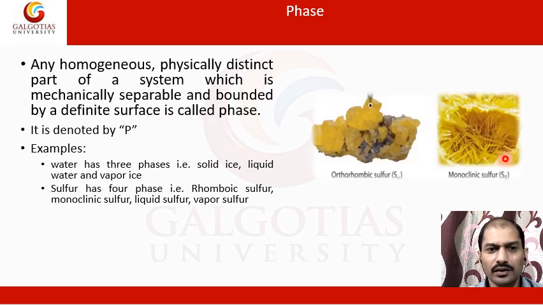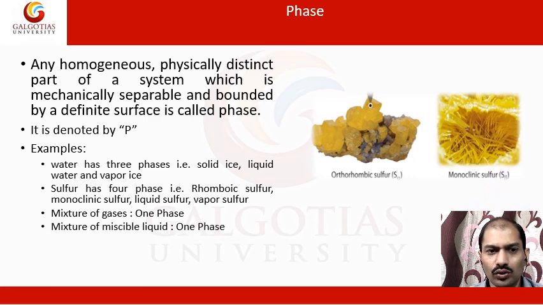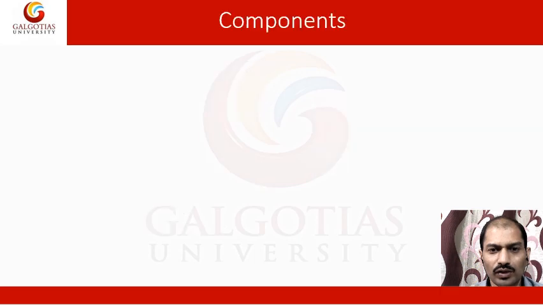And sulfur has four phases: rhombic sulfur, monoclinic, liquid, and vapor. So these are a number of examples of different matters which have their different phases. You can see there they look like this. So a mixture of gases has one phase, and a mixture of miscible liquids is also one phase.